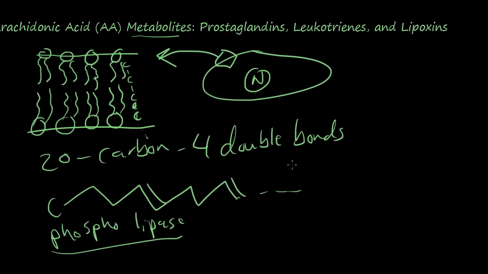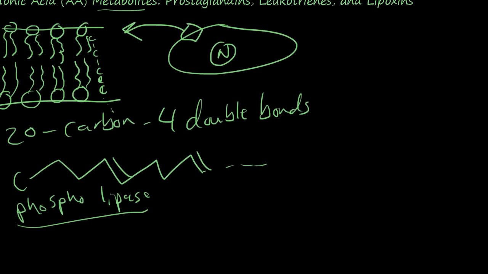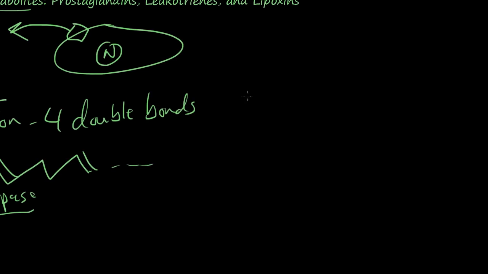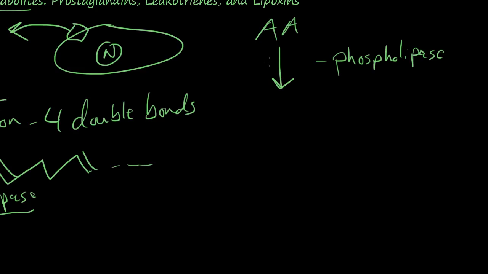So if we had, let's just move over here, if we had arachidonic acid and we had phospholipase, phospholipase starts breaking arachidonic acid down into its component parts. So which cells are responsible for producing these arachidonic acid metabolites?